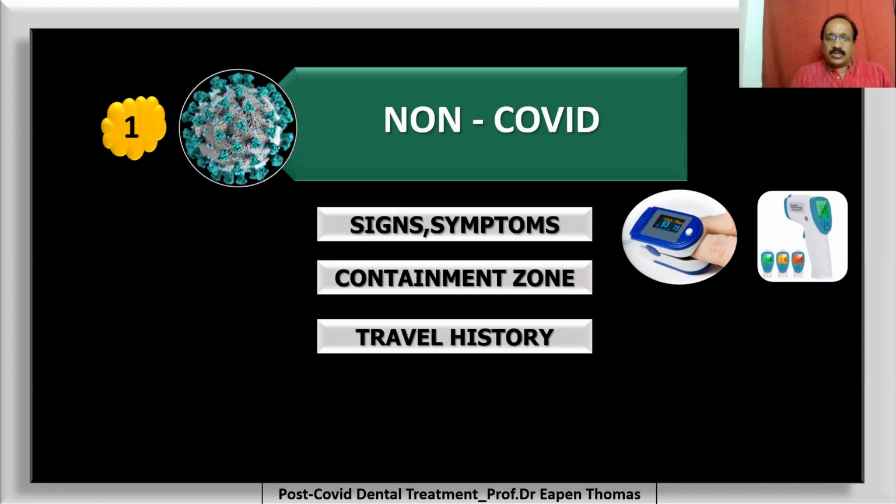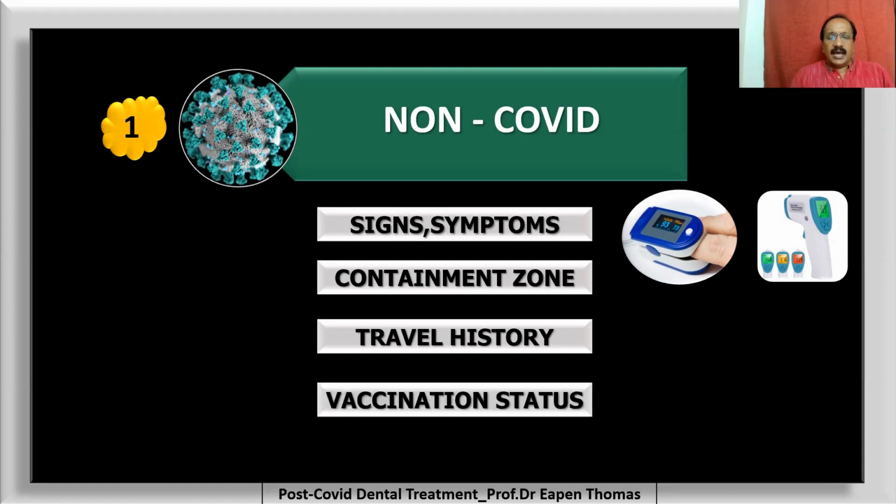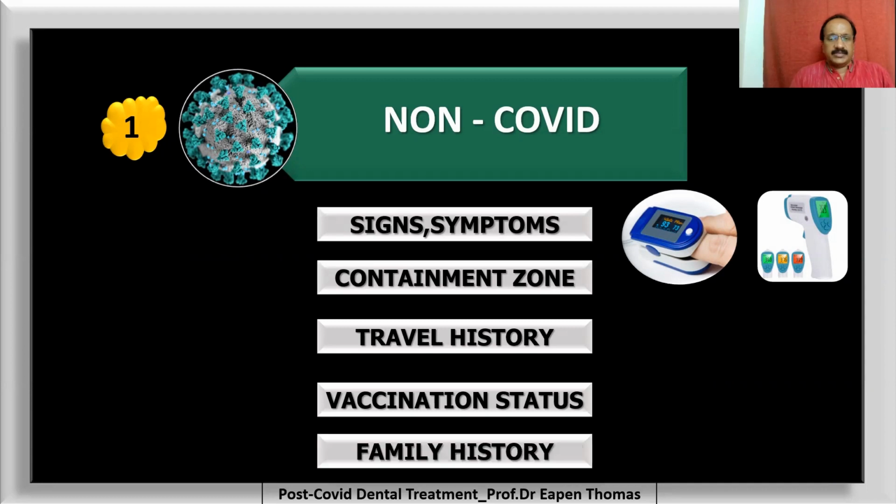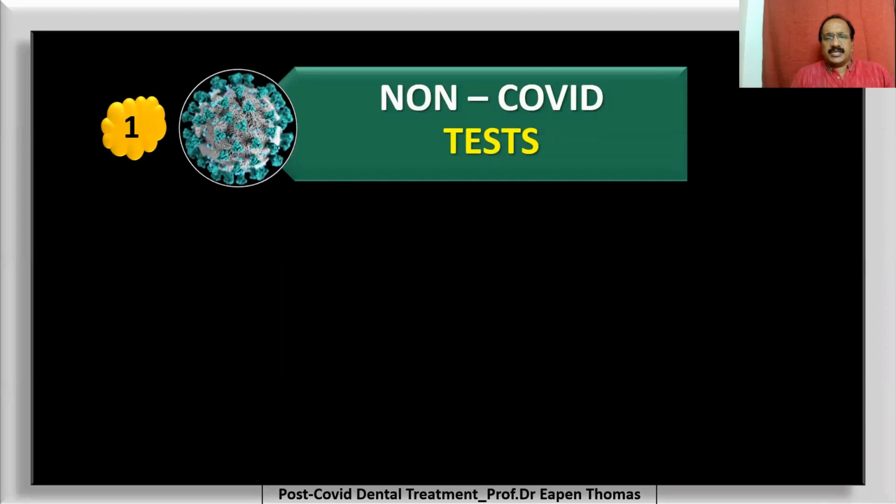You should also inquire about the travel history and the other schedules of the patient where he or she might have had any possibility of contracting this disease, and find out the vaccination status of the patient, whether the patient has taken the first and the second dose and is under cover for this disease. And of course, whether anybody in the family or any near relative has had COVID.